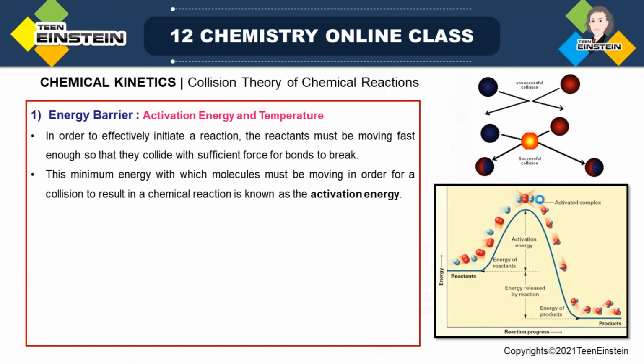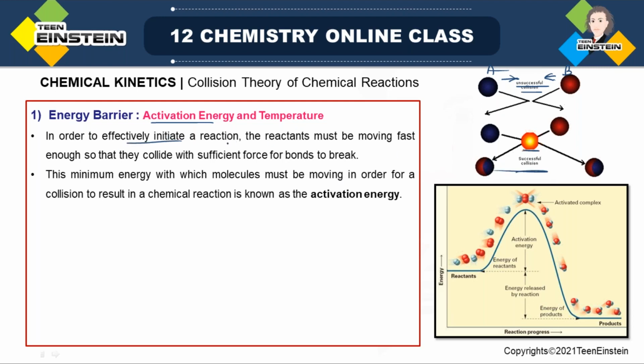The first point, energy barrier. Now here we will focus on activation energy and temperature. So suppose here we have 2 atoms, one is A, another one is B. They are coming to each other and there is some collision, but this collision is not successful, it is unsuccessful, because they are approaching each other, they are colliding with each other, all these are fine, but they are not doing it with proper energy, with enough energy. So that is why it is not successful. But when they are colliding with each other with sufficient energy, then only the collision will be successful.